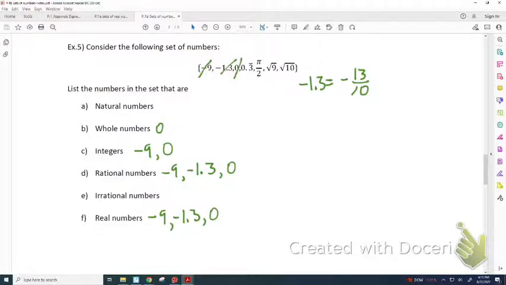Next, 0.3 repeating. Well, since it has a pattern, it's rational. Yes, it's a fraction because 0.3 repeating is 1/3, but sometimes that's hard to see. Go with the concept that 3 is repeating, so it's rational. If there's a pattern, it's rational. And it is real.